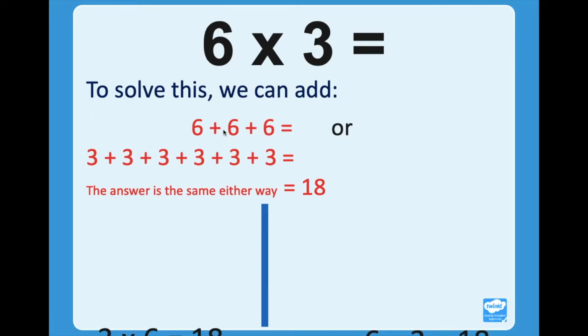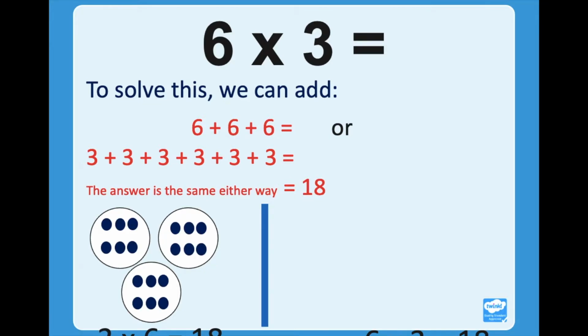So I might not be really good at skip counting 6s, but I know I'm good at skip counting 3, so I might want to do the 3. 3, 6, 9, 12, 15, 18. And the answer is 18. It's the exact same as the groups of method of what we did on Monday. So 3 groups of 6. I have my 3 groups and I'm going to put 6 in each of them. If I count all of them, I will have 18.